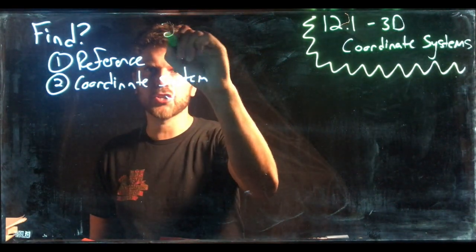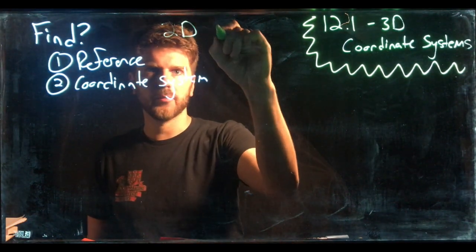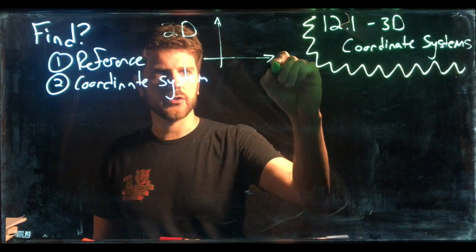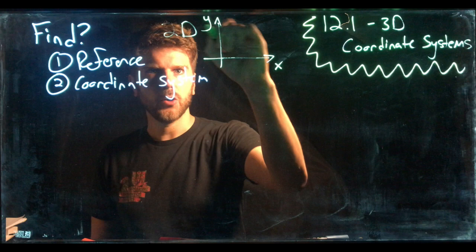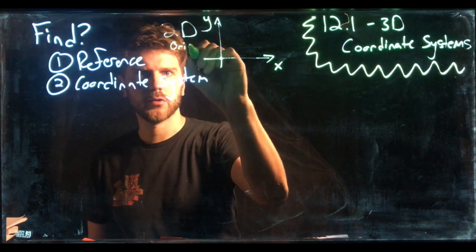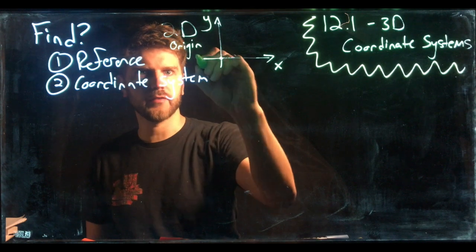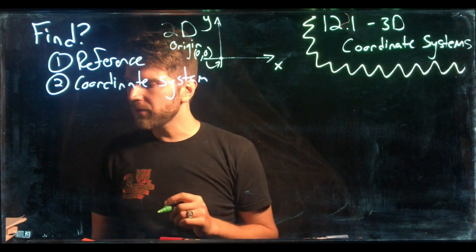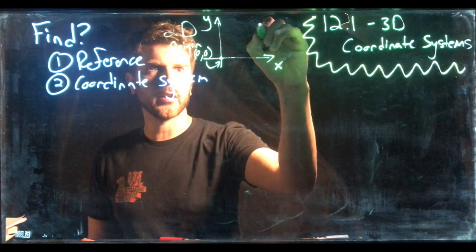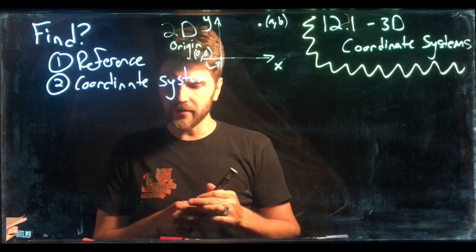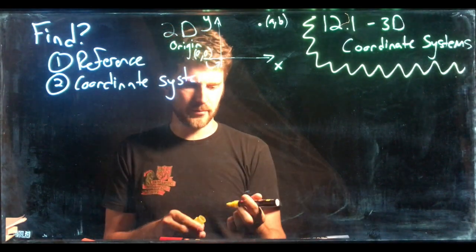So 2D Cartesian coordinates, right? You're familiar with them. You've got your x and your y. We do have a reference point, the origin, which is, of course, conveniently located at 0, 0, defined to be 0, 0. And if we want to locate some point (a, b), right, up here, well, we know how to find that point.